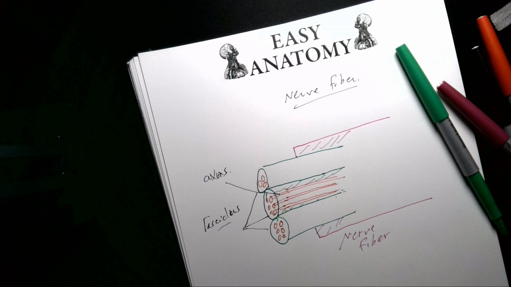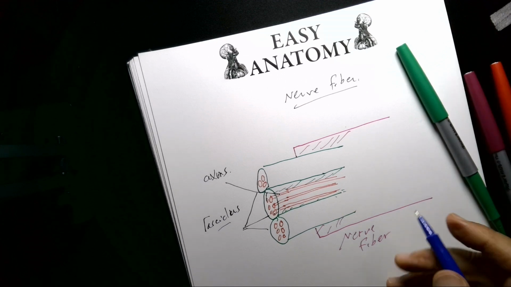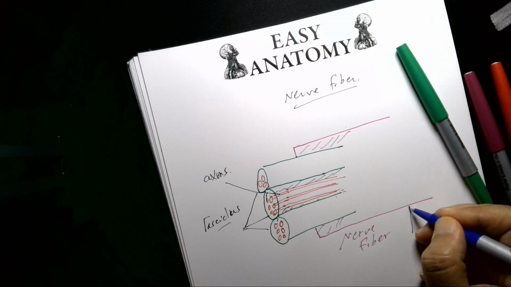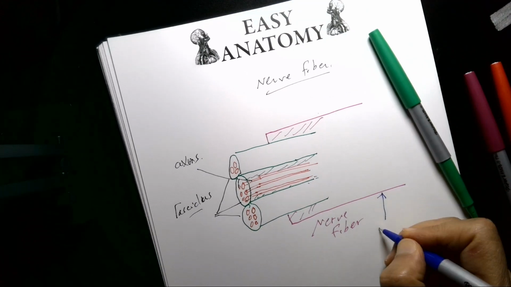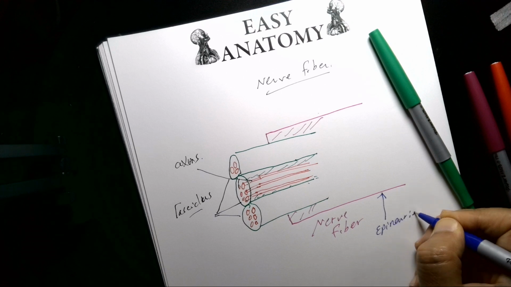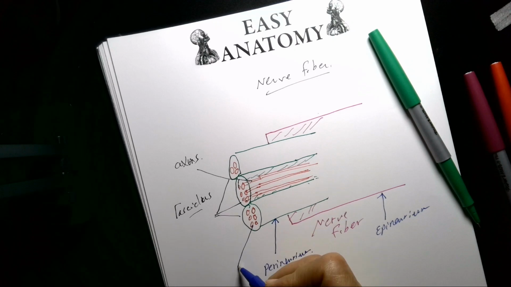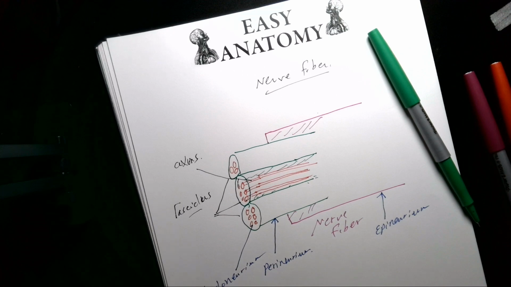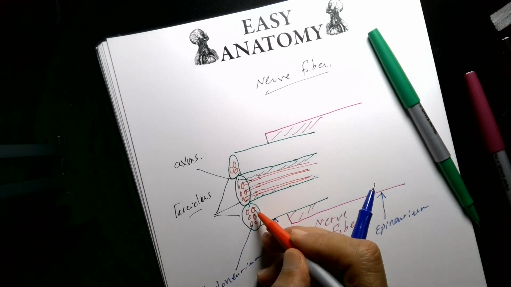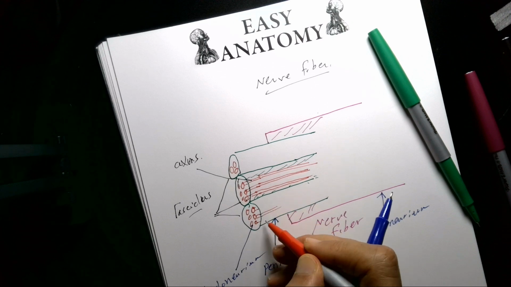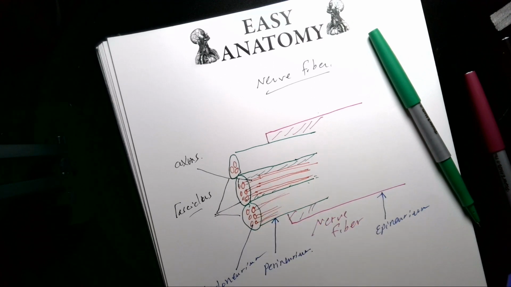So this outside layer of the nerve fiber, we call it epineurium. Okay, then the connective tissue lining of the fascicles, we call it perineurium. Then the lining of the axons, we call it endoneurium. So these are the axons.